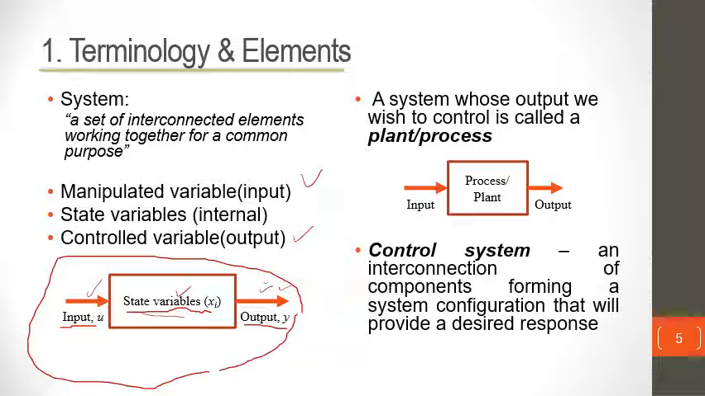Now, a system whose output we wish to control, we will call a process or a plant. This is the terminology that you will see or you would have seen. And now a control system becomes an interconnection of components forming a system configuration that will provide a desired response. I know it may sound similar to the explanation of a system. So a control system is a system of systems, an interconnection of systems that is set up so that we are able to get a desired response out of the whole setup.